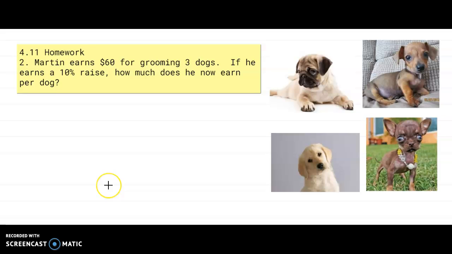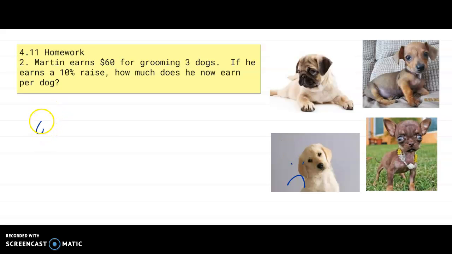Okay, in problem number 2, Martin earns $60 for grooming 3 dogs. If he earns a 10% raise, how much does he earn per dog? So he's only going to be able to groom 3 of these guys. So let's say this guy does not get groomed this week. Okay, so he's going to groom this guy, and this guy.